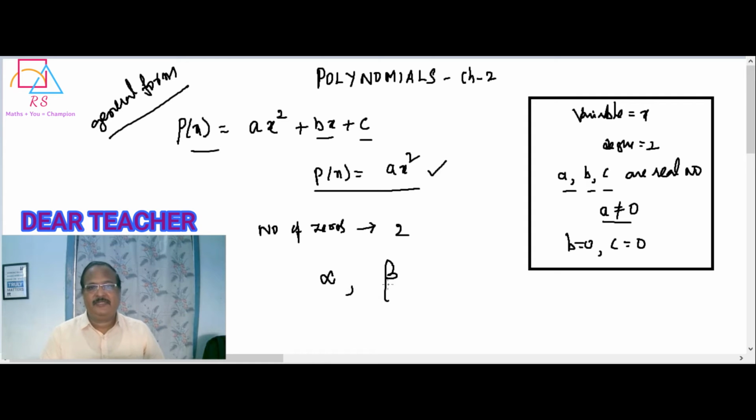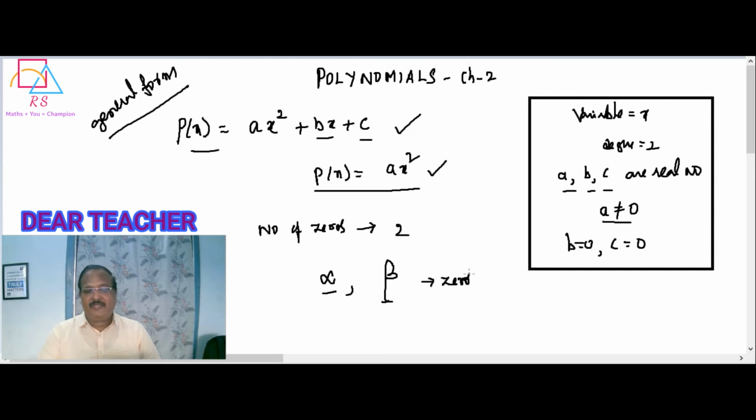Usually alpha and beta are the Greek letters we use to denote roots in general. We use x, y, z, a, b, c, d in the polynomials, A to Z we are using, so we need some other letters to represent the roots. That's why we brought in alpha and beta, some Greek letters. So now these are the zeros.